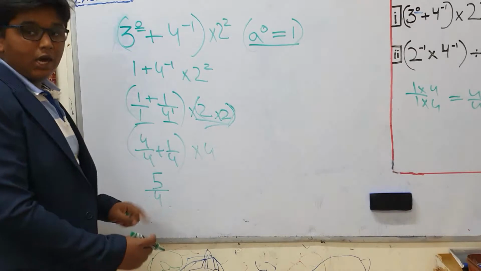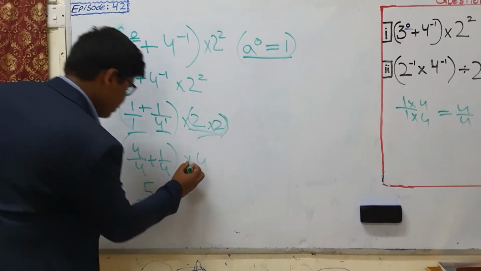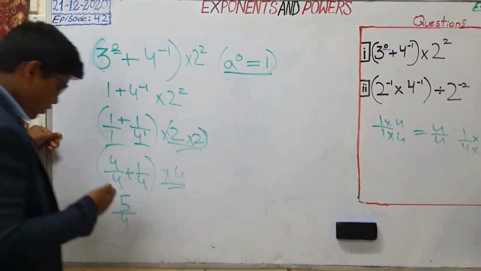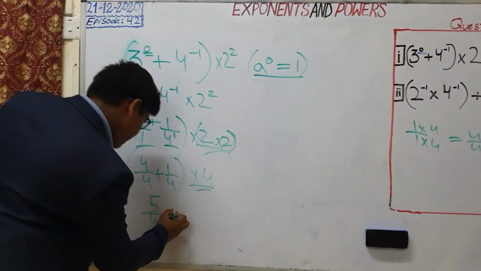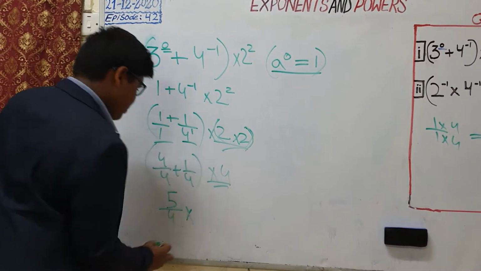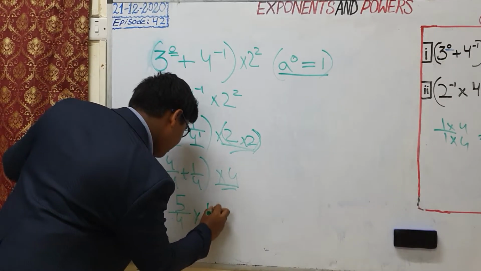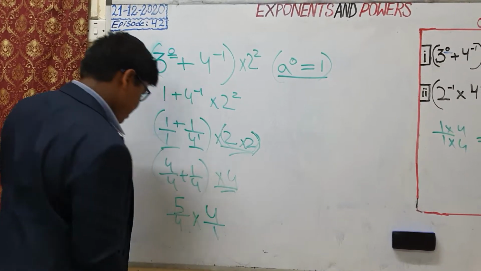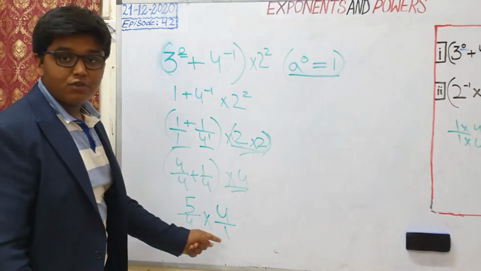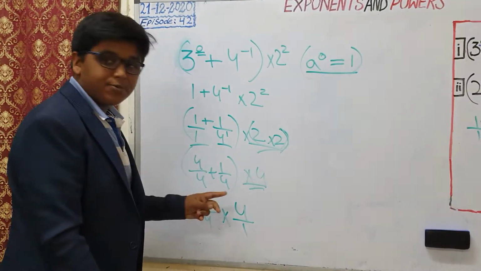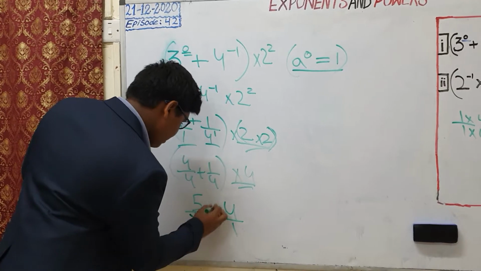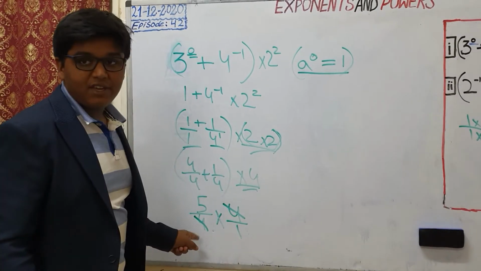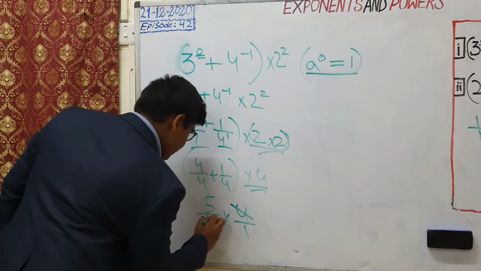Now here we have into 4. Now into 4, how will we write it? We have to multiply it in fractions, so we will write it as 4 by 1. Now here we have two same numbers, so we will cross divide. We can cut them both. We can divide 4 and 4, so we'll get 1 here and 1 here.